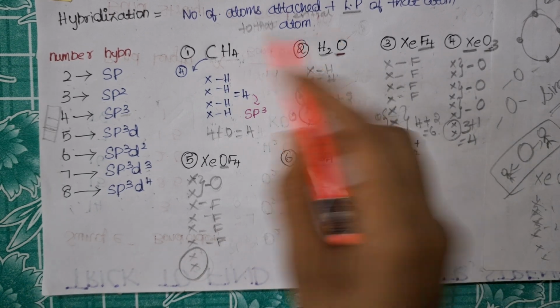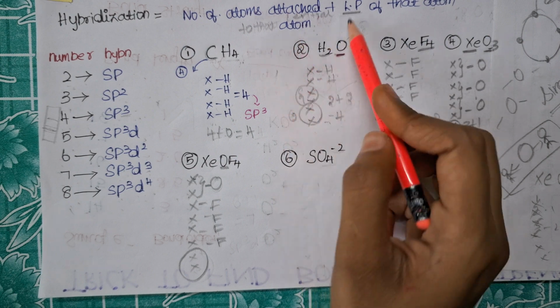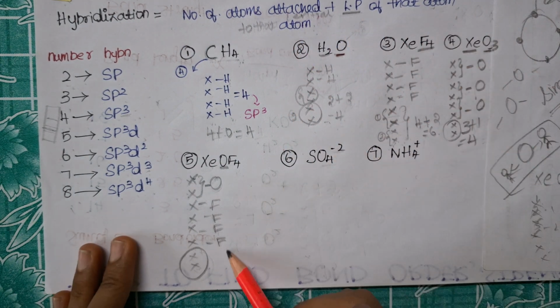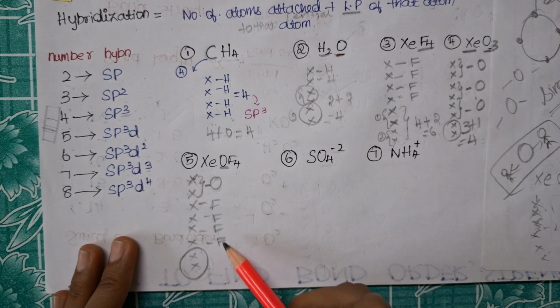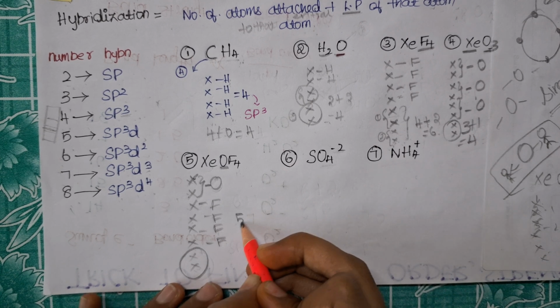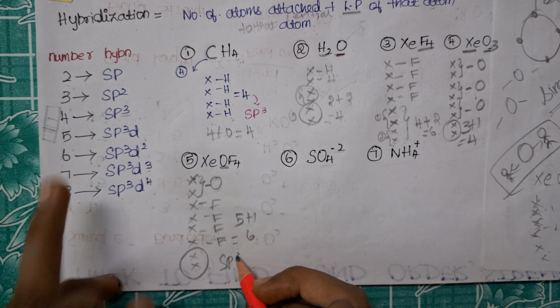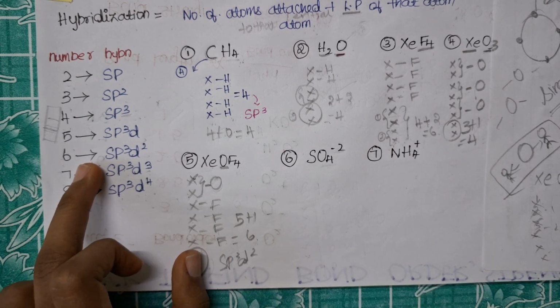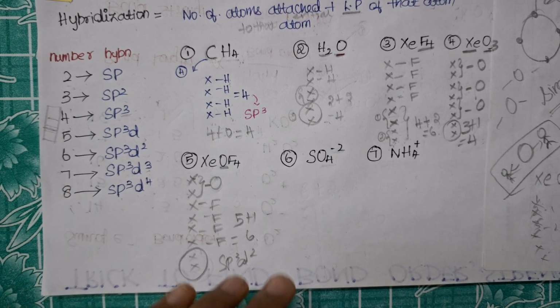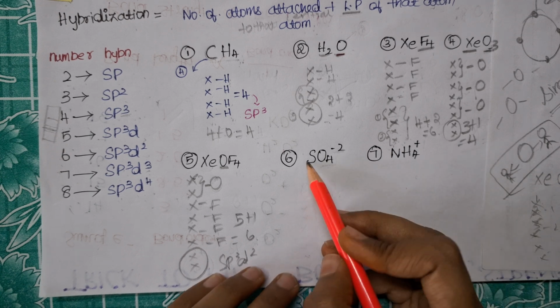Now, tell me what is the formula? Number of atoms attached to the central atom plus lone pair of the atom. How many atoms got attached? 1, 2, 3, 4, 5. 5. How many lone pair? 1. 6. 6 means sp3d2. Right? Any confusions? Yeah. Let's move on to the next one.